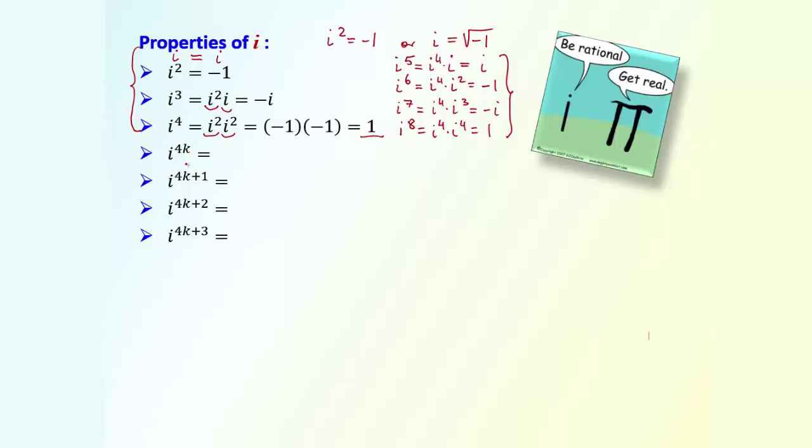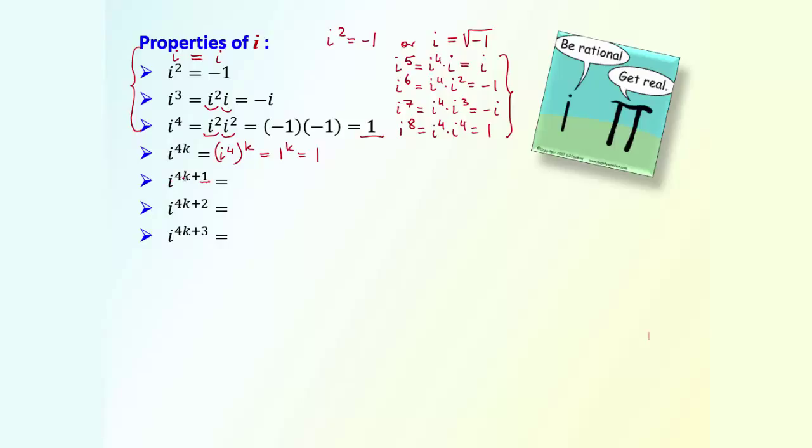This could be recorded in a more general way. For example, if you see i to an exponent that is a multiple of 4, i to the 4k, where k is any whole number, we can calculate this by splitting i to the 4k into i to the 4, raised to the k, because a power to a power multiplies exponents. However, i to the 4 is 1, and 1 to the k is also 1. So that confirms that any power of i that is a multiple of 4 will end up to be 1.